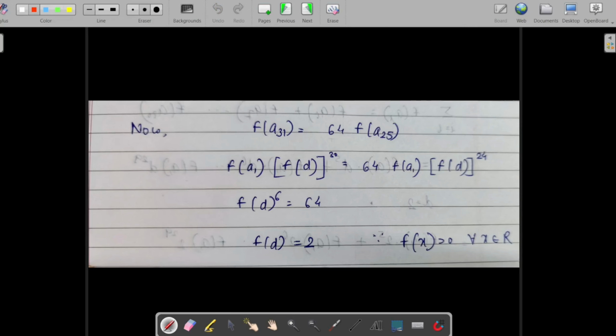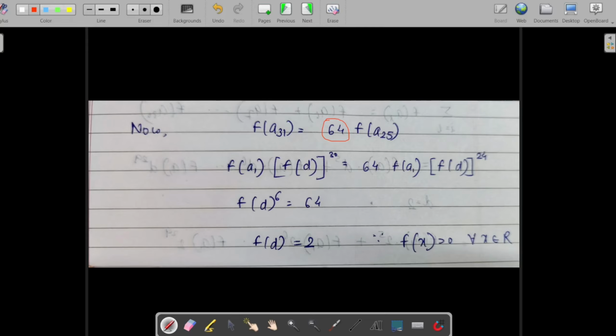See, f of a31 is 64 times f of a25. Again, whenever you see these types of numbers, 64, 32, 128, 81, basically 256, numbers like this which are common higher powers, then you have to think in terms of exponents, that somewhere or the other exponents will be used. So f of a31 is f of a1 into f of d raised to the power 30, equal to 64 times f of a1 into f of d raised to the power 24. Again, this is very easy. This all cancels out. You have f of d raised to the power 6 is equal to 64 and f of d is equal to 2.